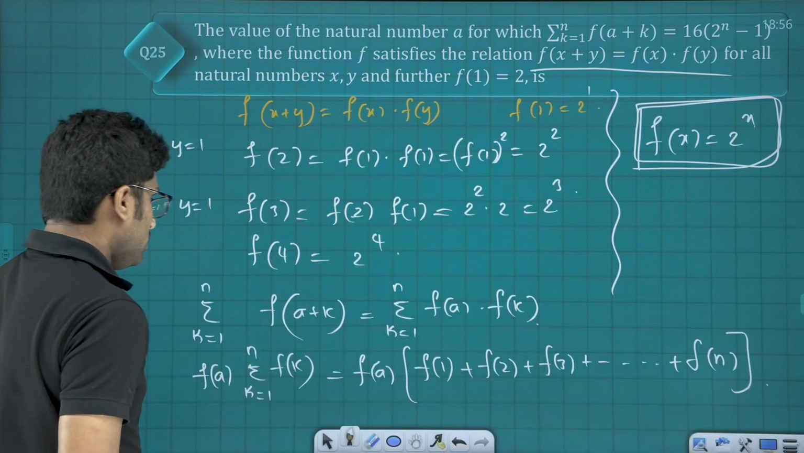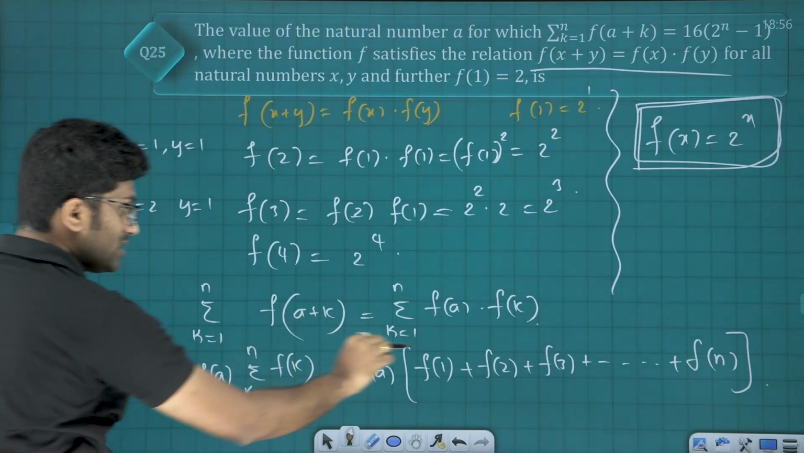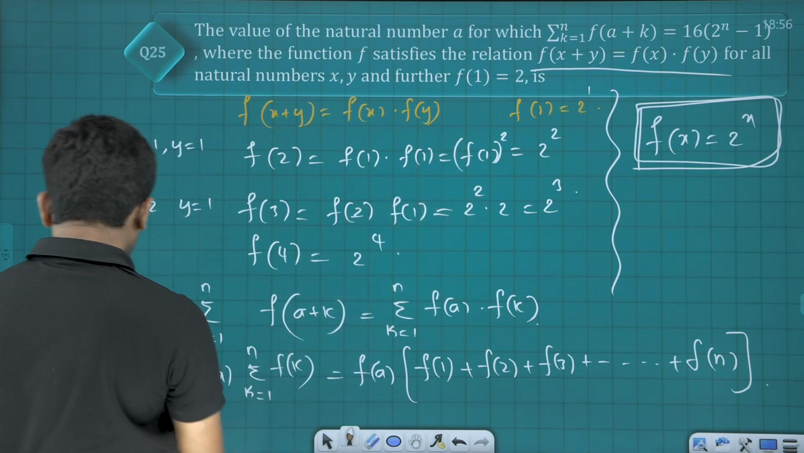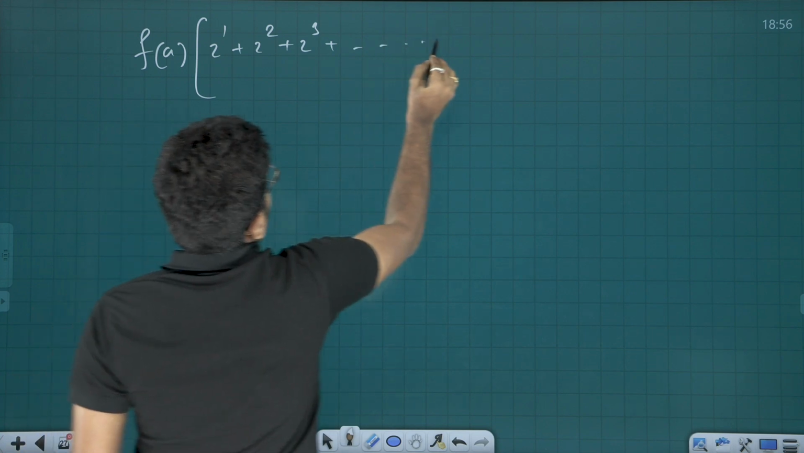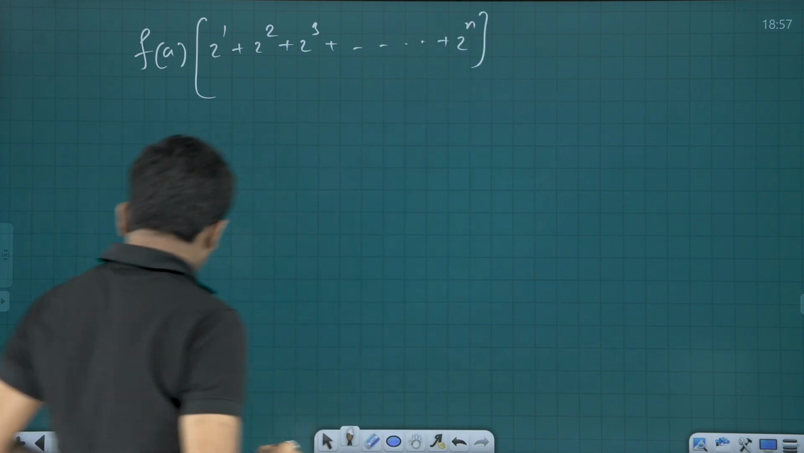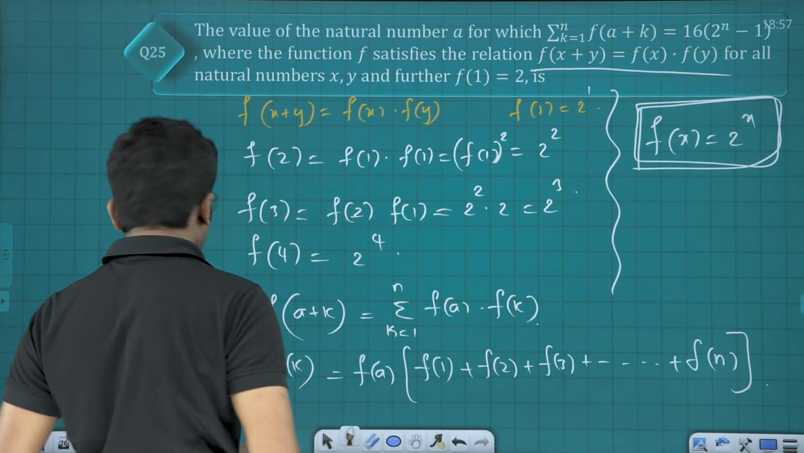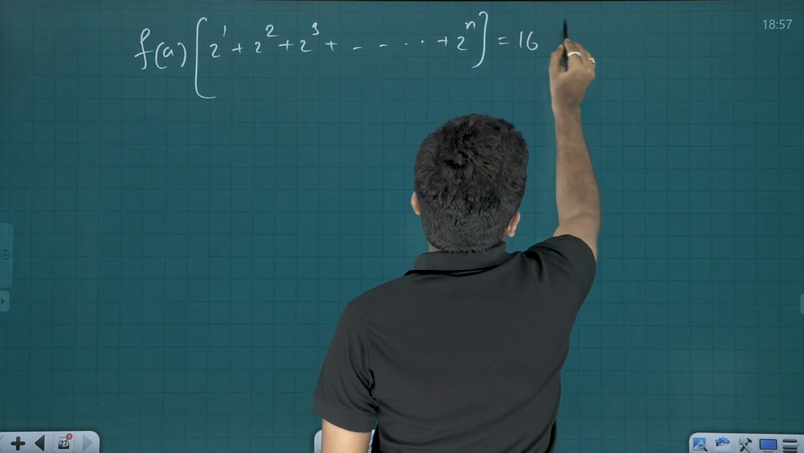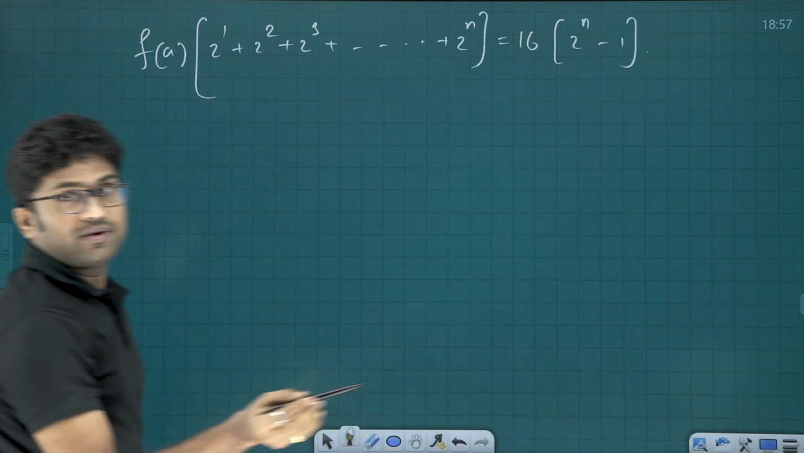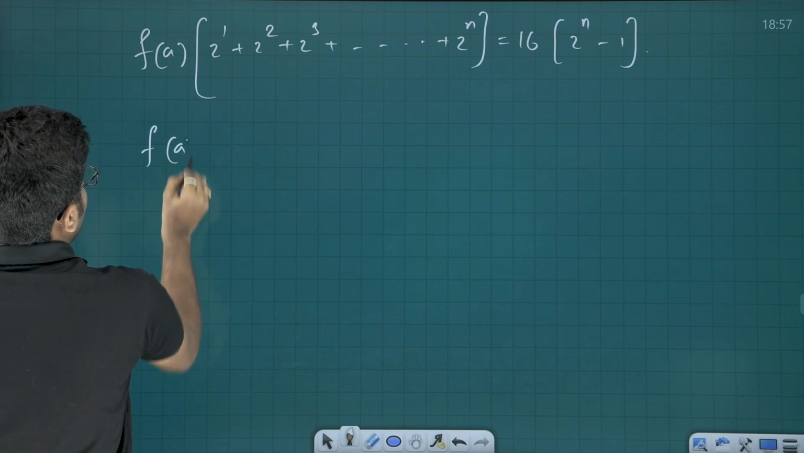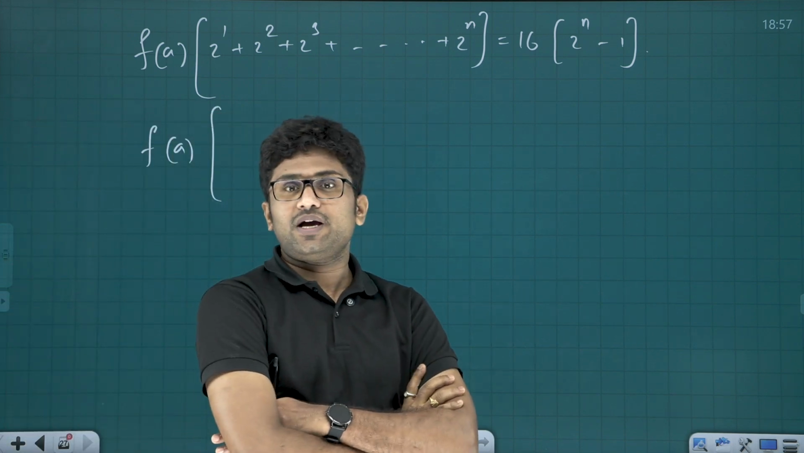So finally f of a into, what is f of 1, friends? F of 1 is 2 power 1, f of 2 is 2 square, f of 3 is 2 cube, and so on, f of n is 2 power n. And this value they have given as 16 times 2 power n minus 1. Friends, this is clearly in GP, geometric progression. So f of a into, in geometric progression, the sum of a finite GP is a into r power n minus 1 by r minus 1.